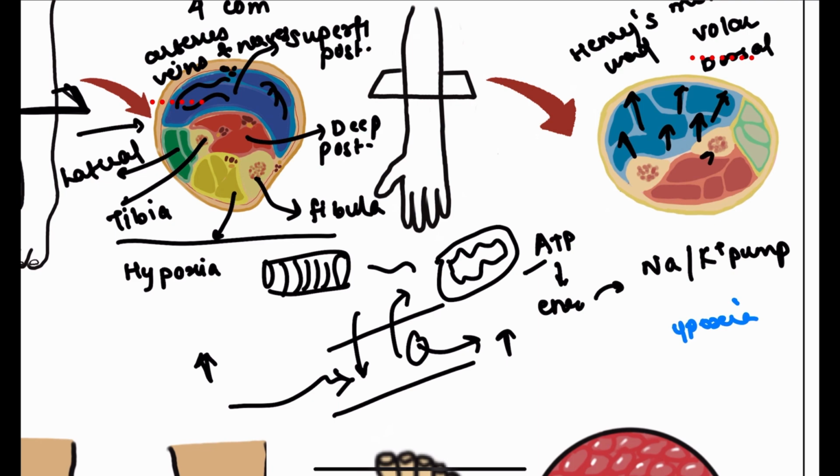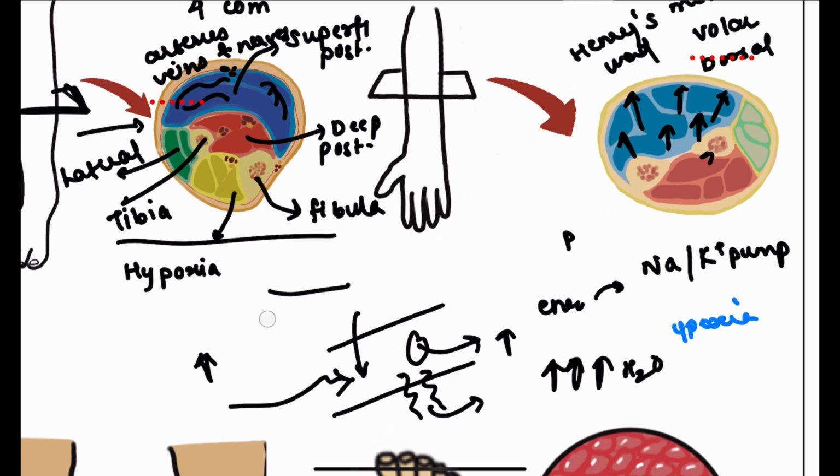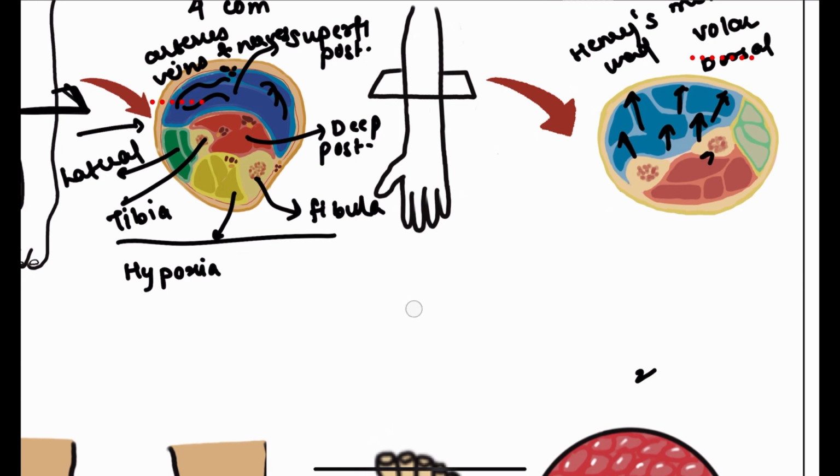If it persists for a longer time, it may lead to cell rupture, and that will make the protein leak into the extracellular space. This is nothing but the complete vicious cycle which happens. Now this compartment syndrome is of two types.